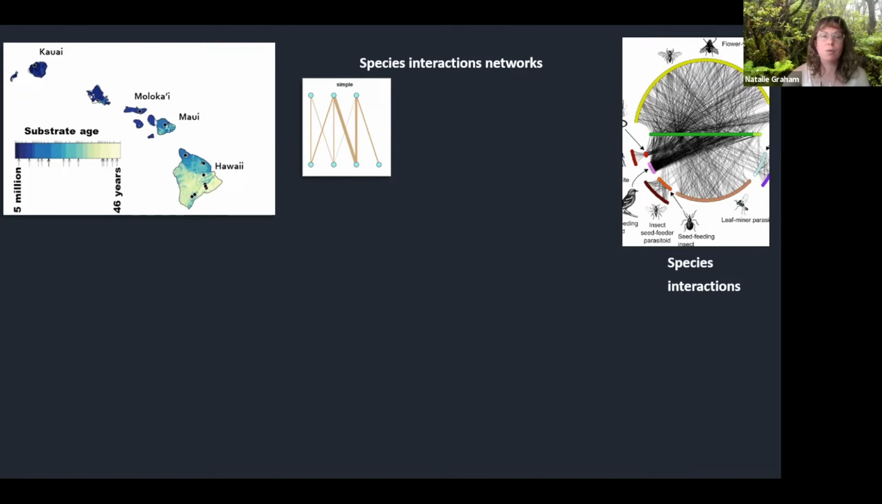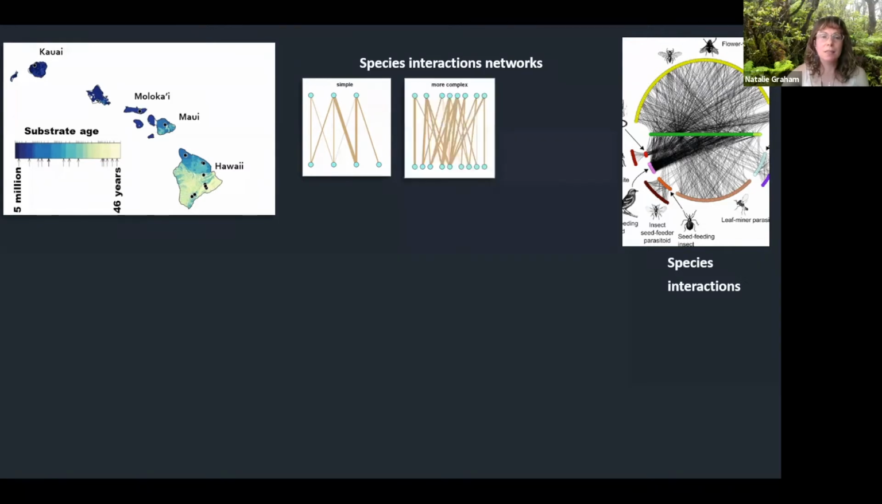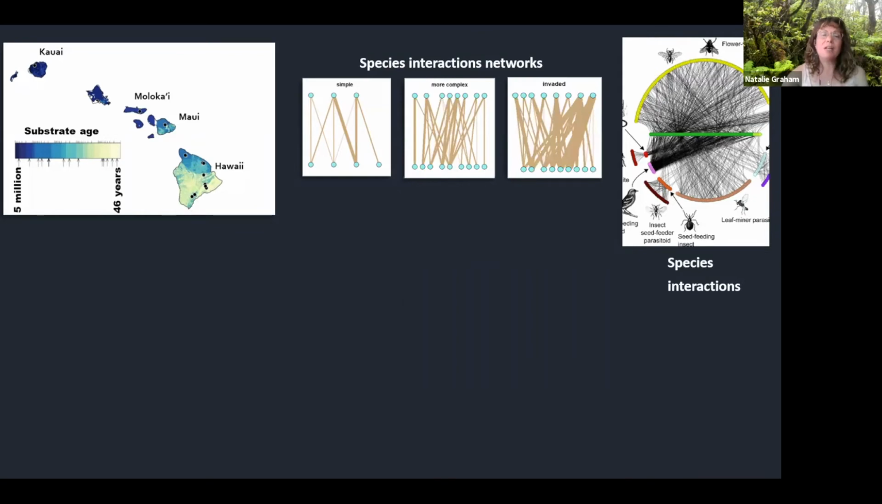So just a one-to-one relationship. A simple network would have a fewer number of species. The species are represented by the turquoise balls or nodes, and then the lines between them. And the thicker the line is, the more often those two species interact. So a more complex network would then have more species and more interactions. And an invaded network would perhaps have more asymmetric interactions, where you have a few species here on the right of this invaded network that are really having a lot of interactions with some other species on the bottom.